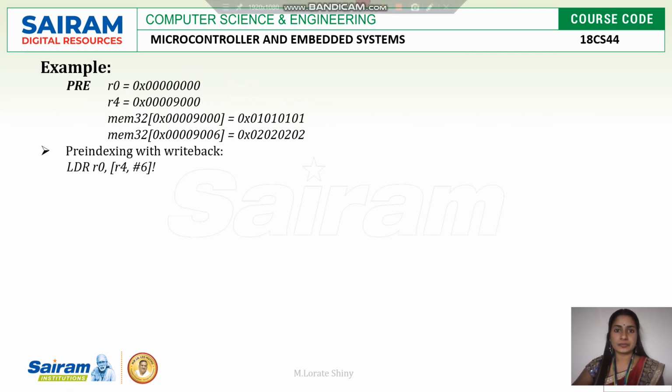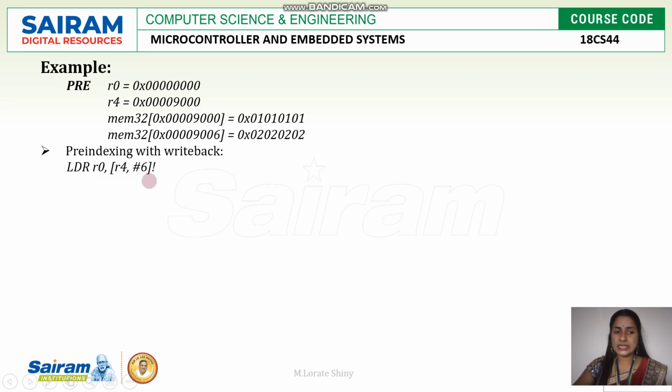Example. You can see here, first we will see the instruction: LDR R0, [R4, 6]. Here R4 is the base register, and 6 is the offset value. R0 is given here, all zeros. R4 is also given in the pre, 0x9000.